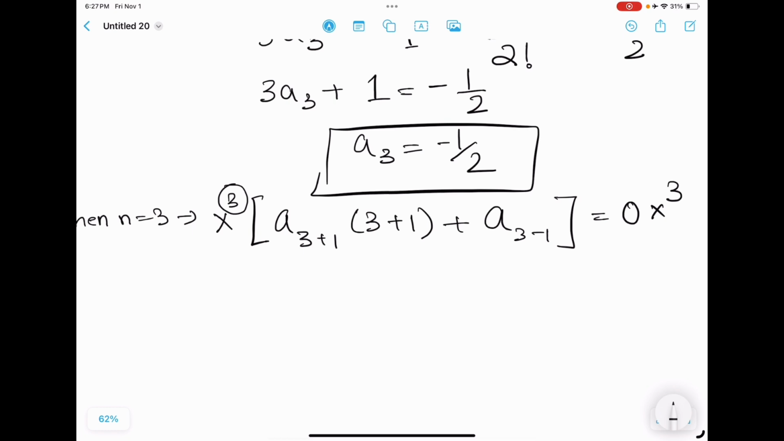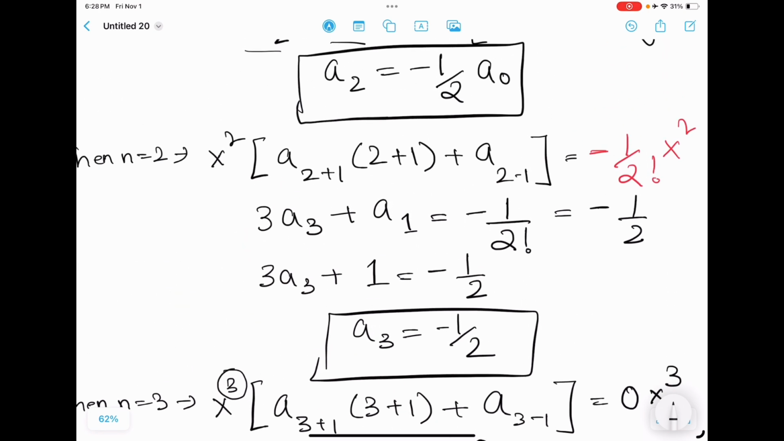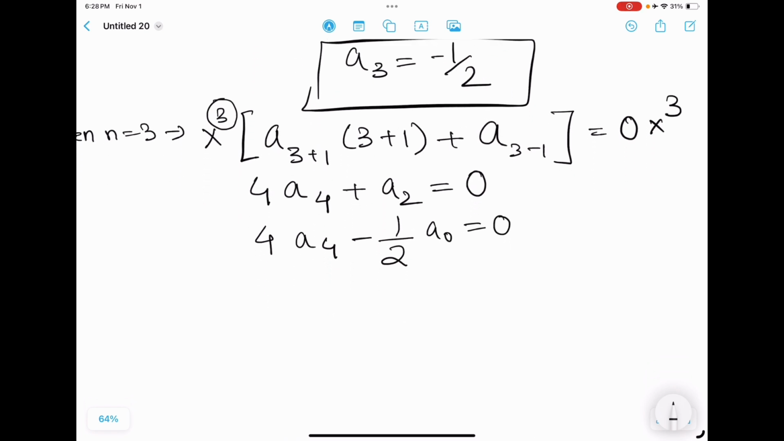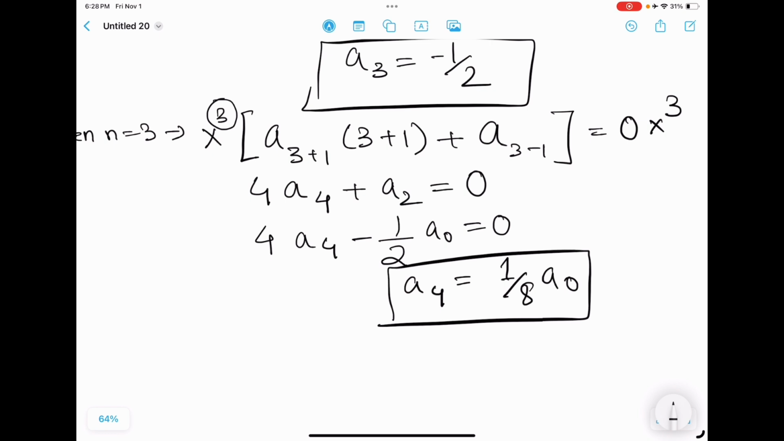Okay, and taking out all the x cubes and then simplifying it, I have 4 a sub 4 plus a sub 2 equals 0. And I already know what my a sub 2 is, which is negative half a sub 0. So let's plug in that value over here. So I have 4 a sub 4 minus negative half a sub 0 equals 0. And then isolating my a sub 4, I have 1 by 8 a sub 0. So this is my value for a sub 4.